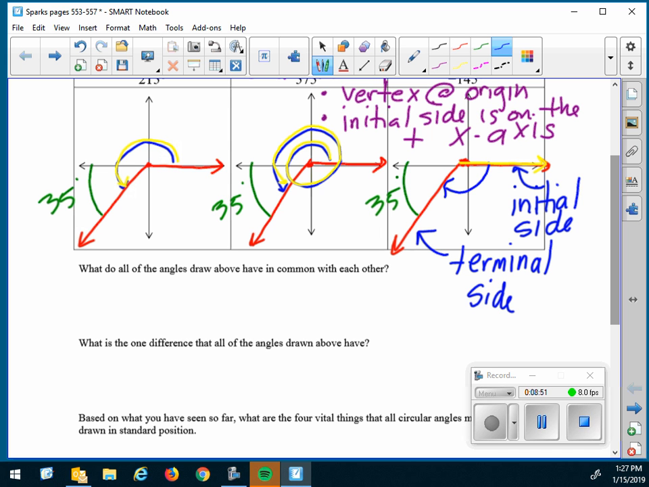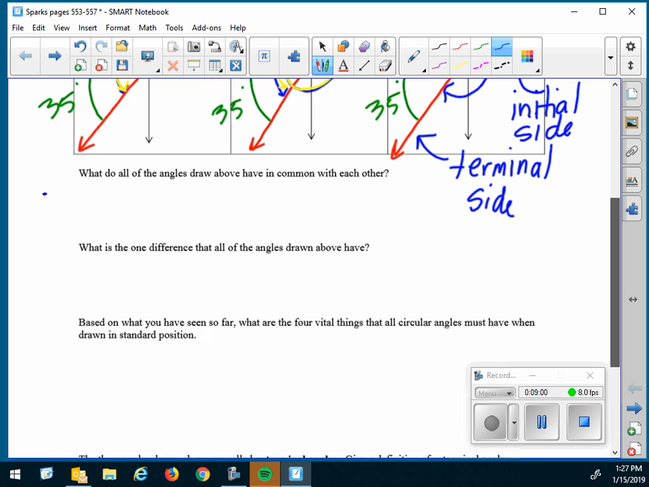Now, every one of these angles has the same initial side and the same terminal side. You buy that? All right, so what do they have in common? Same initial side and same terminal side.